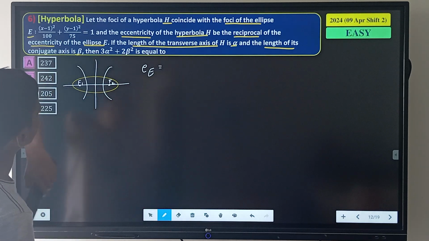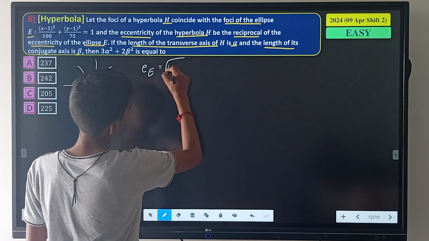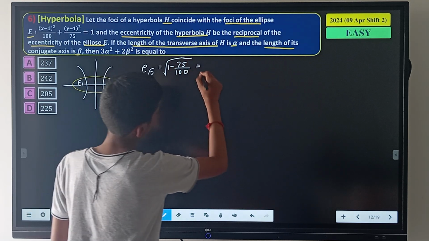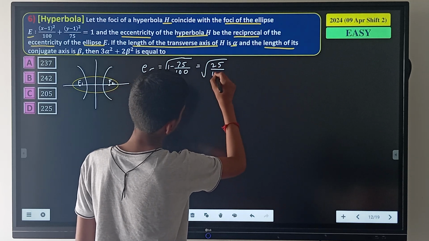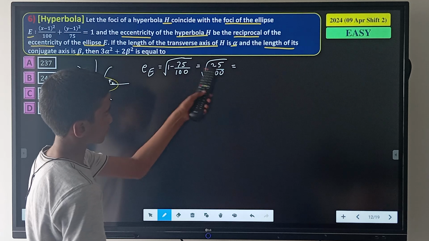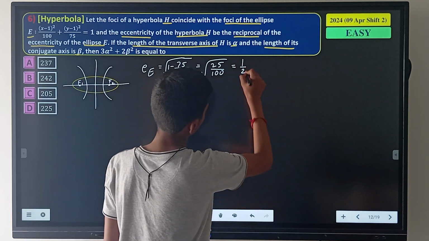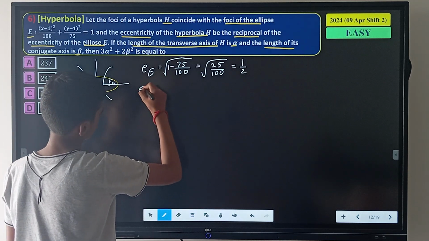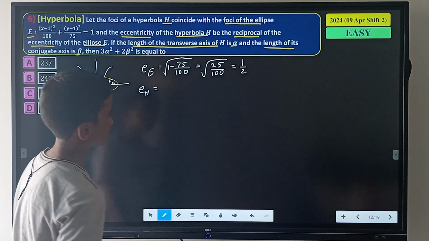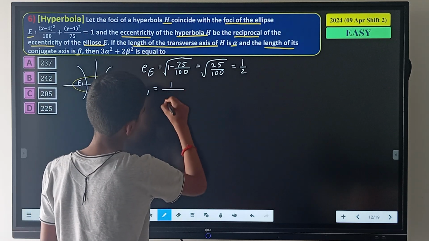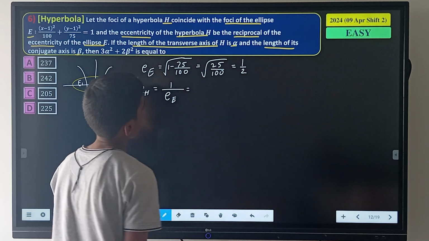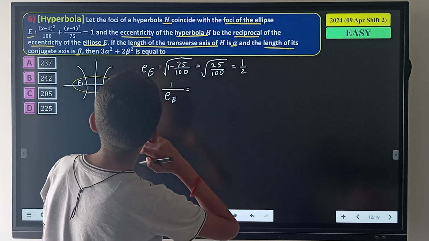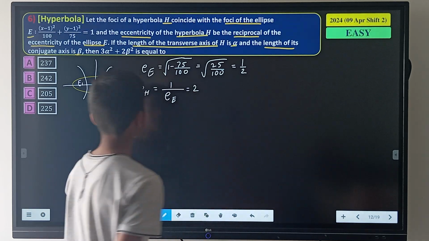So first we will find our eccentricity of ellipse. So our eccentricity of ellipse will be equal to under root of 1 minus 75 upon 100. This is equal to under root of 25 upon 100, and this is equal to 5 upon 10, which is equal to 1 upon 2. Now I can easily find our eccentricity of hyperbola, which is equal to 1 upon eccentricity of ellipse, which is equal to 2.